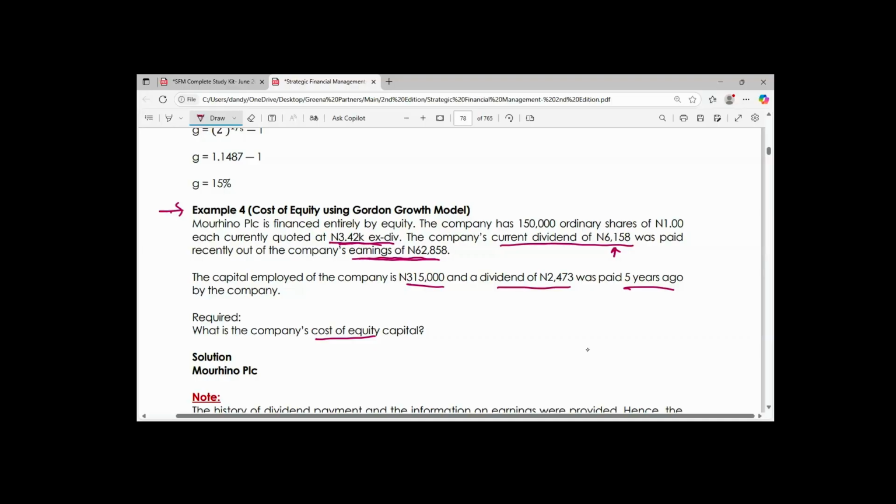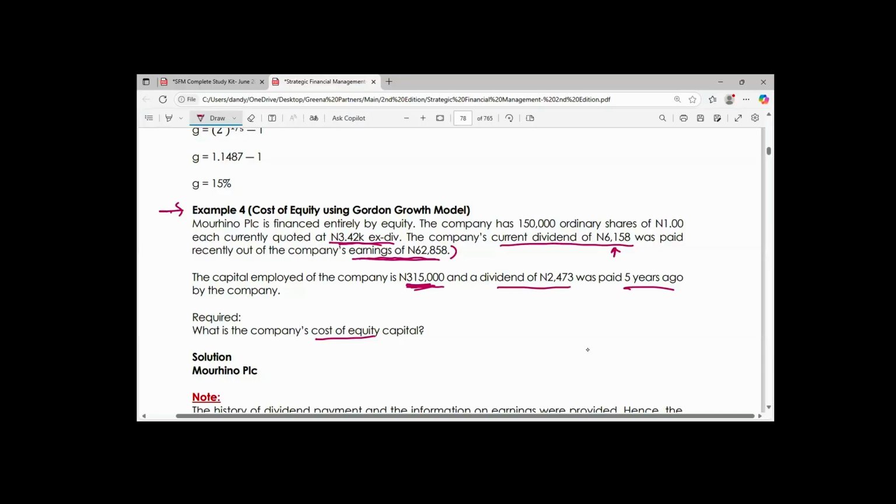Now, to solve this particular question, first thing first, we have identified from the question that dividend will grow because the examiner has told us we have been given information on earnings up to be 62,858. We're also given capital employed of 315,000. That means dividend will grow. In addition to that, we're also given the history of dividend paid 5 years ago. That means we are also going to use historical pattern.